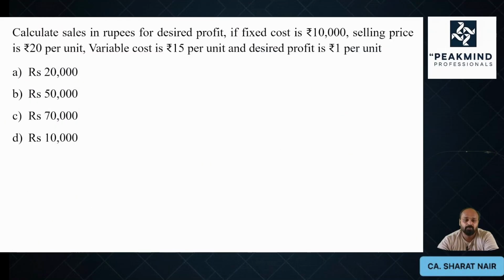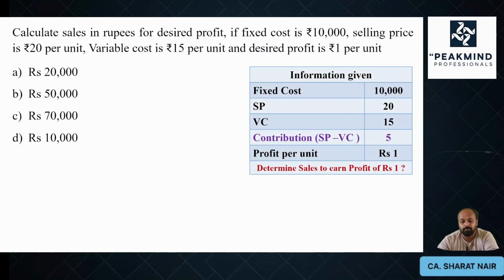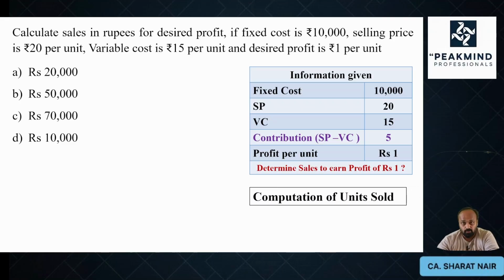Moving on to the next MCQ, they are asking us to find out the sales in rupees to earn the profit of rupees 1. Please note this is an important question because you can get stuck. So it may come for the exam. It's a little tricky question. Now the information which is given is fixed cost is 10,000. Selling price per unit is given 20, variable cost per unit is given 15. So I can compute my contribution, which comes to 5 rupees. Then profit per unit also is given as rupees 1. Now here we need to find out units sold. This is the catch. This is where we will get stuck. So we need to understand that unless I find out my number of units, I cannot proceed. So how to calculate units sold?